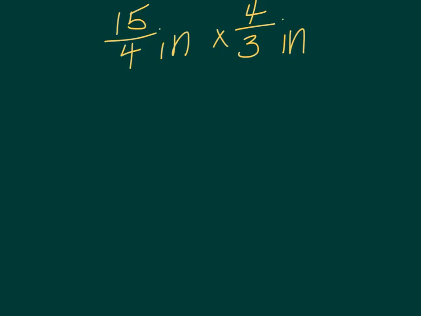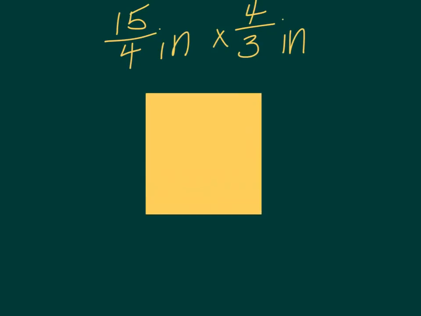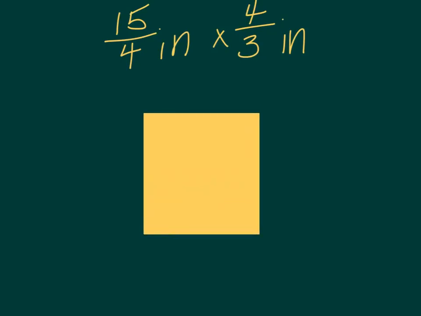Now let's look at our second example. We have 15/4 inches by 4/3 inch. Let's draw our rectangle. And we're going to label our length as 15/4 inches and our width as 4/3 inches. Now I want you to pause the video and think about how you could find the area of this rectangle.